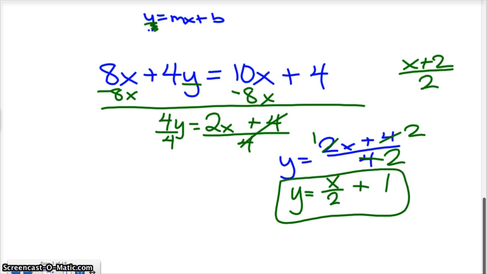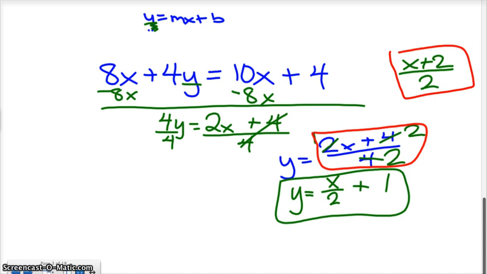However, I will take non-simplified forms because we're just learning, and I will take partly simplified forms because we're just learning. Make sense? Yes. All right. So you would take 2x plus 4 divided by 4.